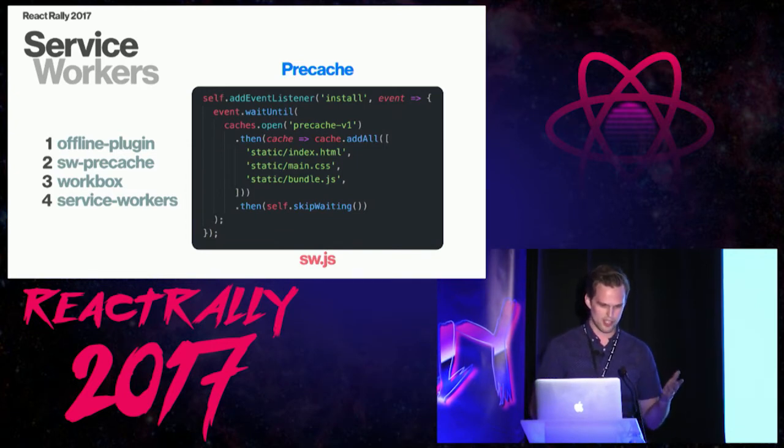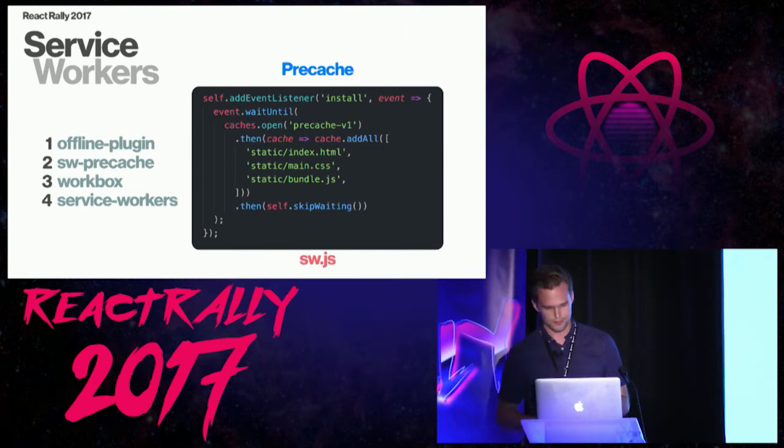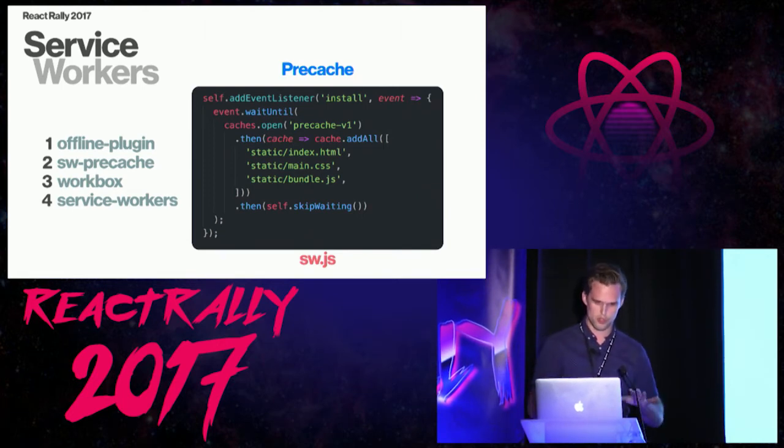So popular ones are offline plugin. That's probably the most popular one. Service worker Precache is built by Google. That's right up there with offline plugin. Workbox is a newer one. Google is essentially saying, we realize that building service workers is really hard, so we want to create this Workbox, or this tool set of things, for people so that they can build service workers on their own. It's a bunch of different tools for building service workers.